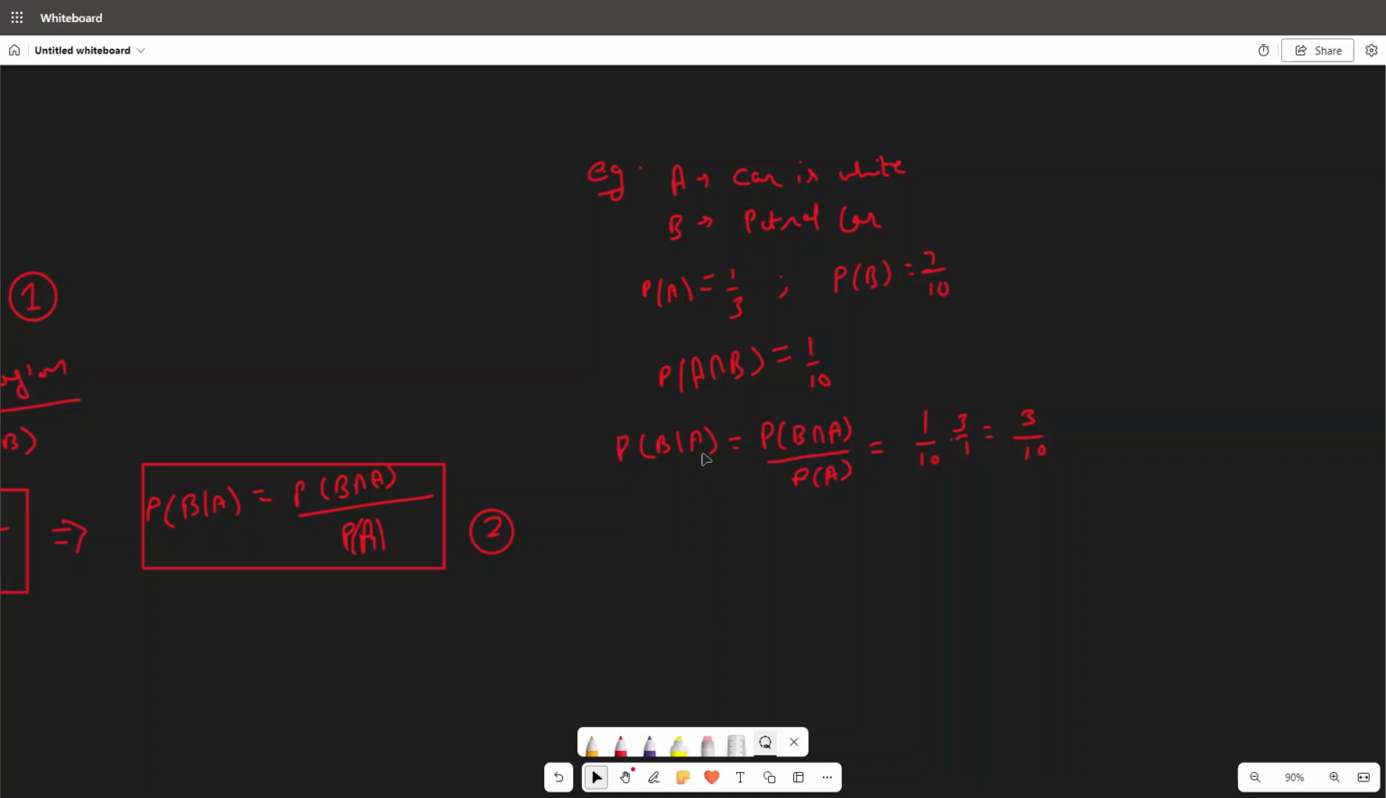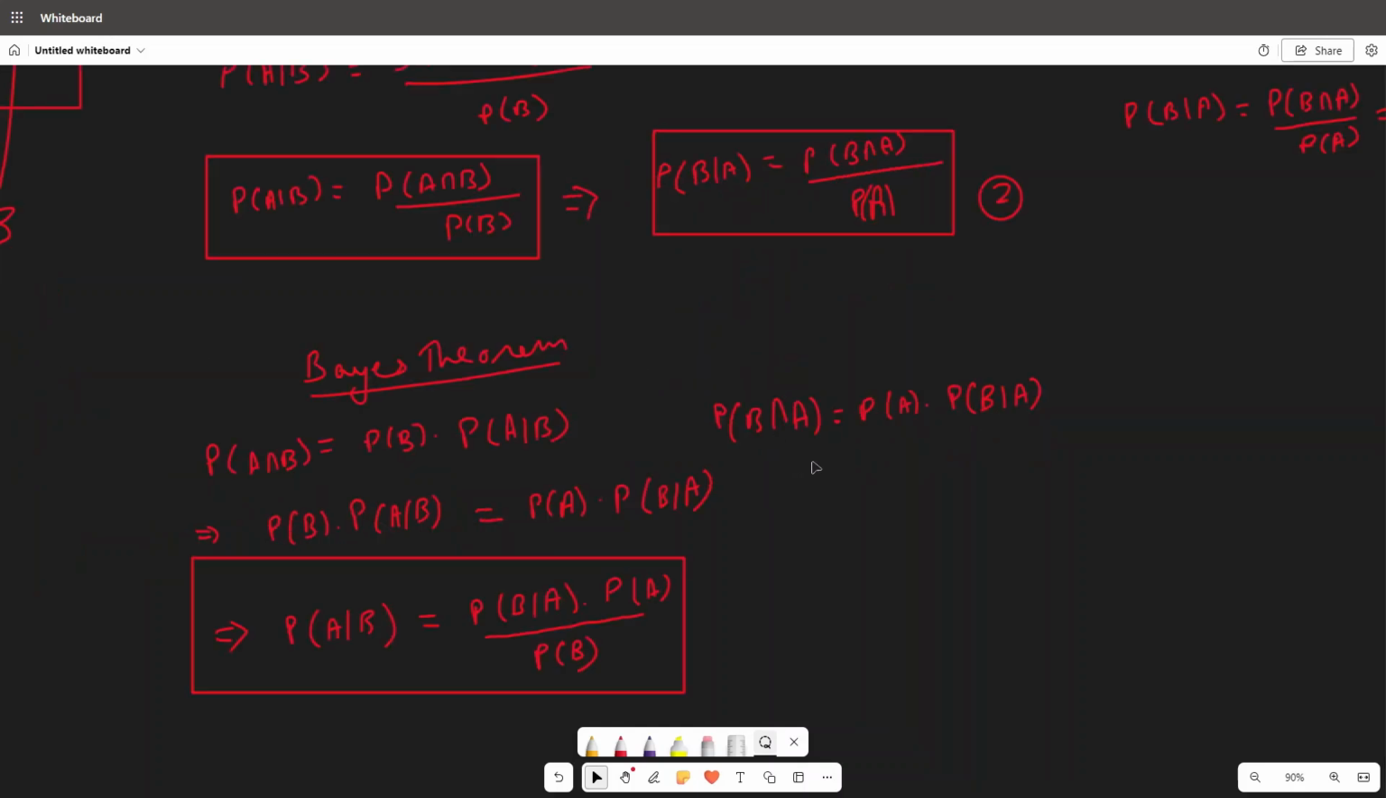The question here is we need to find out what is the probability of B given A, that is what is the probability of a car being a petrol car given that the car is a white car. So what this means is we know that the car is white, so the denominator is going to be probability of A, coming from this equation, and the numerator is probability of B intersection A. And since we know both these values, B intersection A or A intersection B is 1 by 10 and probability of A is 1 by 3, that becomes 3 by 1 when it goes to numerator, and the probability of B given A comes out to be 3 by 10.